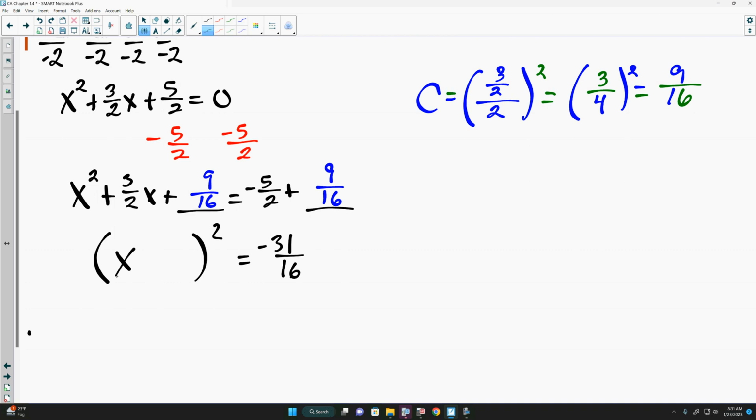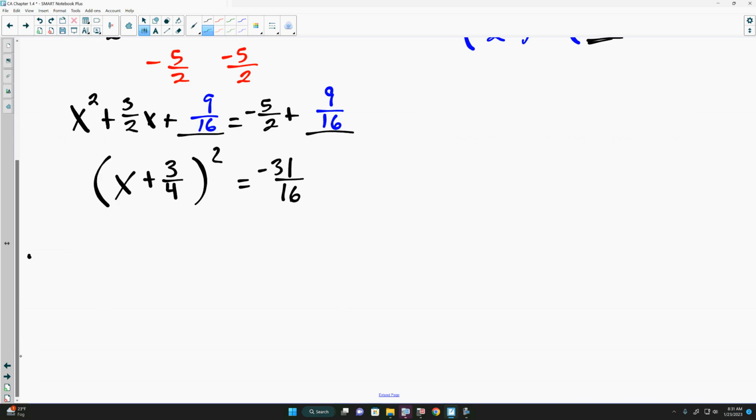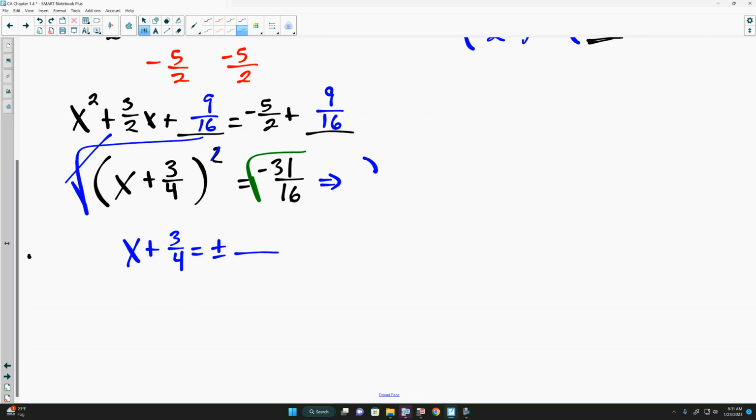Now our set of parentheses squared over here is going to be x plus, well, the number inside the parentheses before we squared it was positive 3/4. So this here is going to be the first part of your answer most likely. And then the next thing we need to do is square root both sides, which will tell us that these cancel. x plus 3/4 is equal to plus or minus. We can think of this as the square root of negative 31 over the square root of 16, because we can split it to the top and bottom.